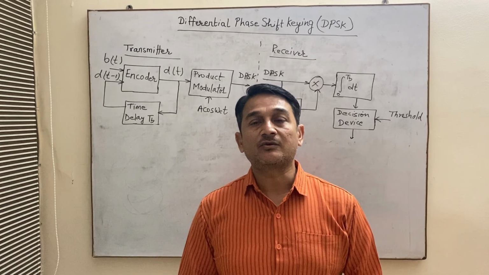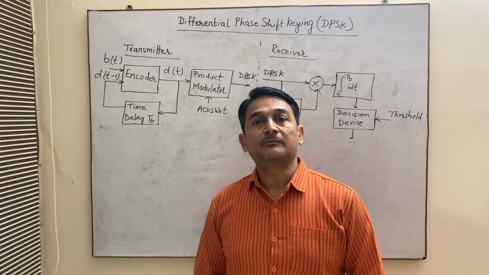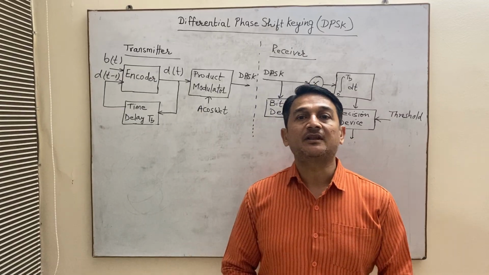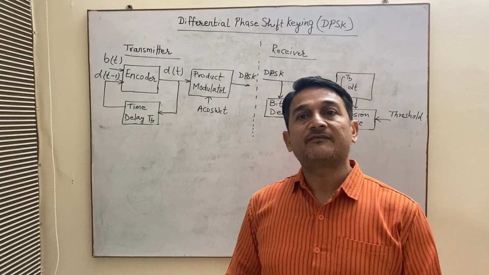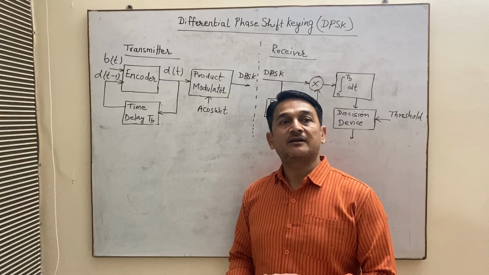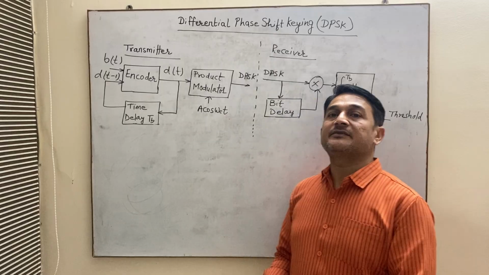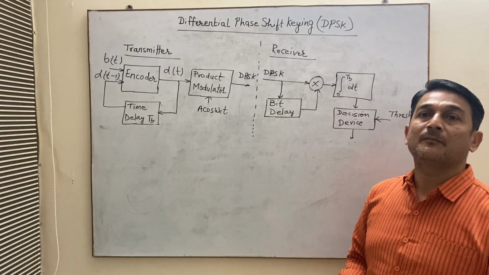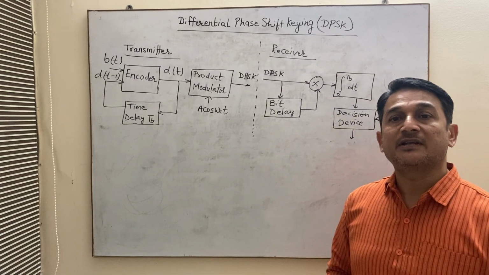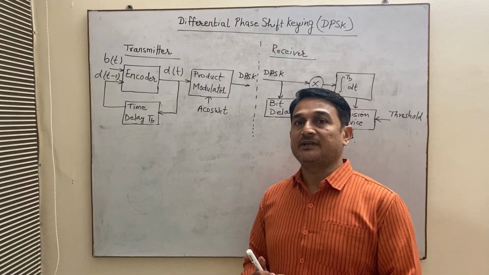Today we will understand the concept of differential phase shift keying. We have already studied binary phase shift keying and quadrature phase shift keying, and in both methods we have seen a single drawback, which is the recovery of carrier circuit, and that needs complex circuitry. In differential phase shift keying, the need for complex circuitry at the receiving end for carrier recovery is eliminated. That is what makes it advantageous over binary and quadrature phase shift keying.